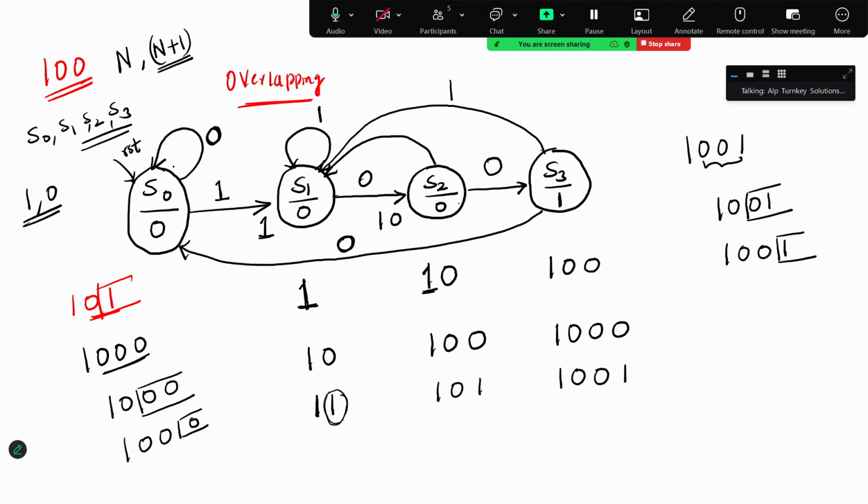For non-overlapping, I think non-overlapping is also the same, right? Yes, sir, it's the same. Non-overlapping is also the same. If you analyze the difference, the only difference you get is at the last state. If it is 0, it will come to the initial state, and both are the same. Overlapping and non-overlapping are the same only.